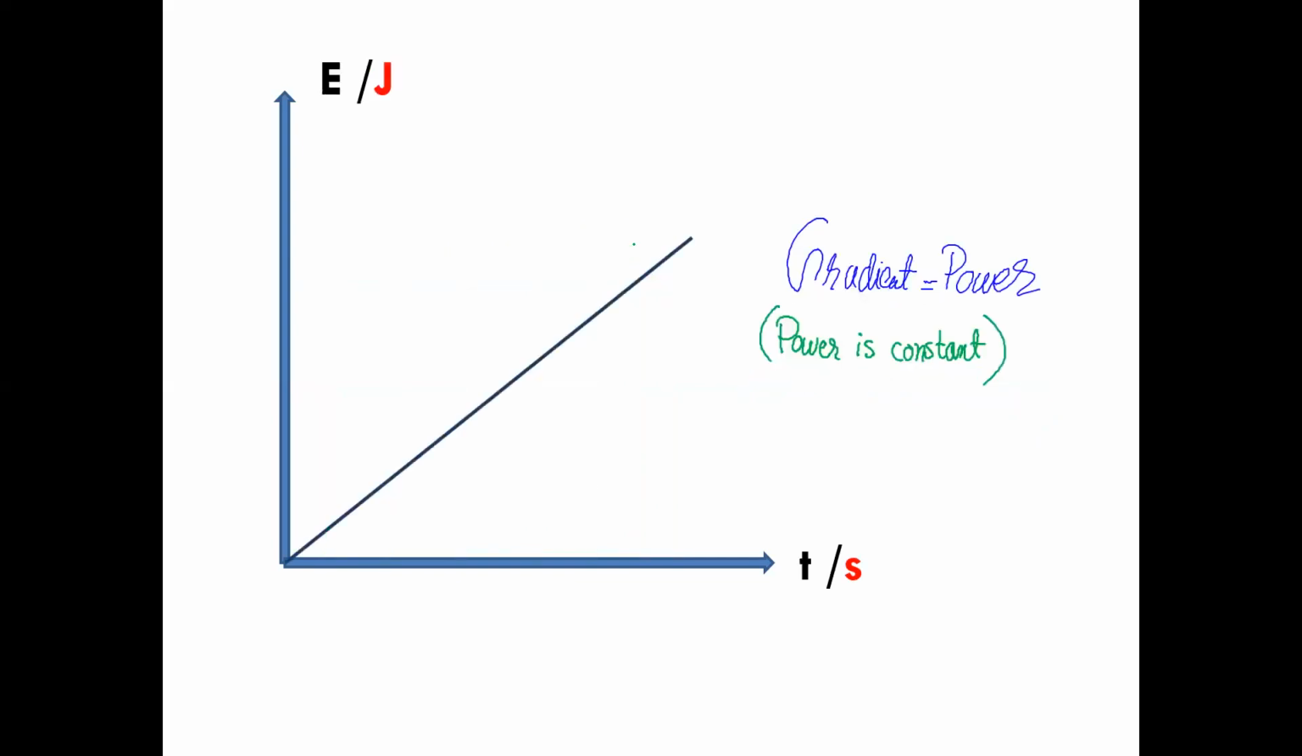So similarly, energy upon time. Now the gradient is constant. Line is straight. So power is constant because line is straight. So gradient is constant. So now you have to copy this screen. It's a straight line. So gradient is constant.